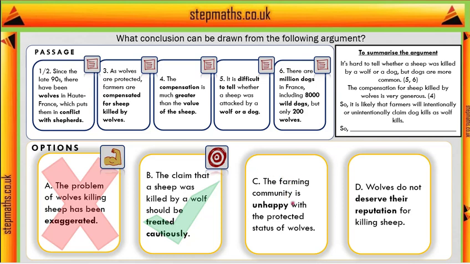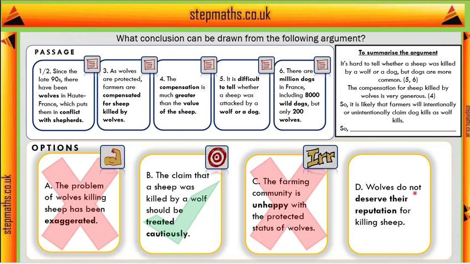So C says the farming community is unhappy with the protected status of wolves. Does that follow from the information we're given? Well, we're told that the wolves are in conflict with shepherds, but that doesn't mean they're unhappy with the protected status. It just means that they are attacking sheep, but maybe the farmers think the compensation is actually enough. And we actually have some reason to think that because the compensation is quite high. So maybe the farmers are actually quite happy with the protected status of wolves now that the compensation exists. So in any case, we don't have any reason to conclude this from what we've read. So nothing would indicate this, so I'll just mark it as irrelevant.